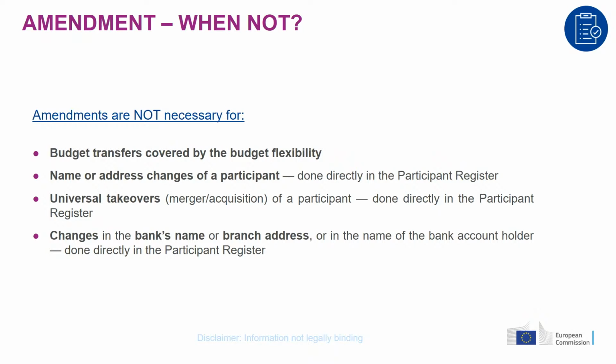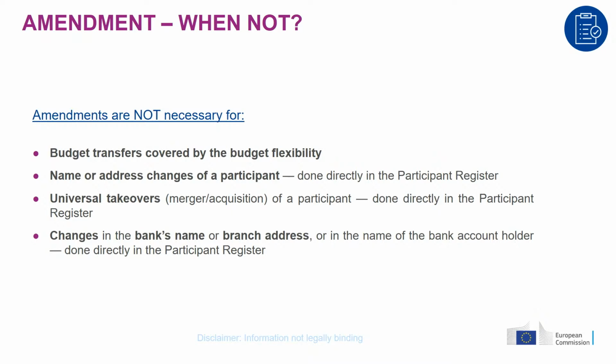Now you have what we call a universal takeover. Okay, so this is not a very transparent term. I explained on the previous slide that if a beneficiary is partially taken over by a legal entity, then you have to make an amendment. But in the case where the takeover is not partial but total, and we call this a universal takeover, which means that all the rights and obligations of the initial legal entity are transferred to another legal entity. In the case, for example, of a full acquisition, and the initial legal entity ceases to exist, then we usually don't require an amendment, and it's usually sufficient to register the update in the participant register.